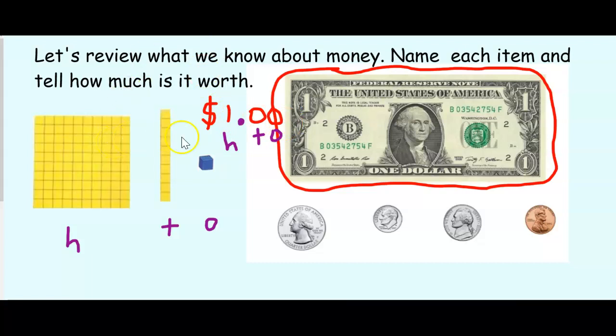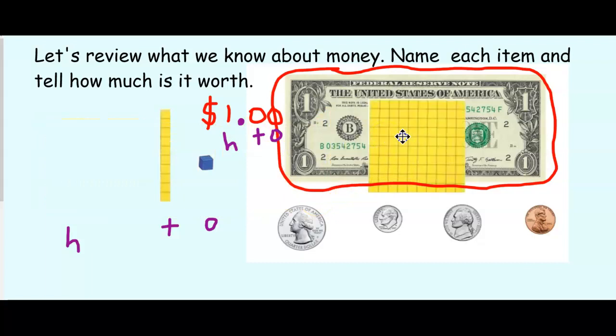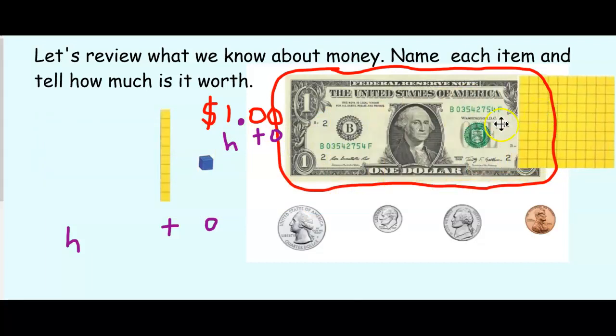Now let's look again at our ones, tens, and hundreds cubes. How much is the $1 bill worth? That's right, it's worth 100 cents or 100 pennies. This $1 bill is just like the 100 square, because if we count each cube, we would have 100 cubes. Just like there are 100 pennies that equal $1. Let's continue looking at our money.